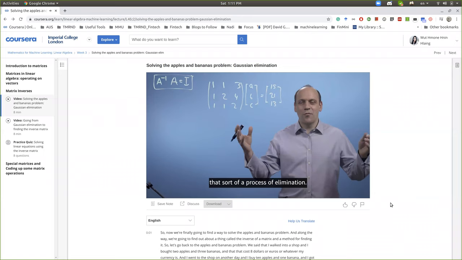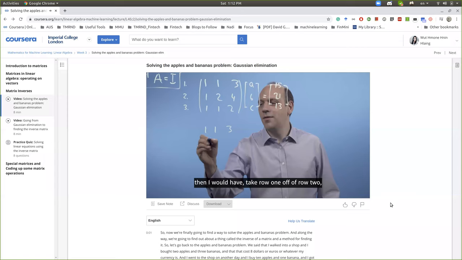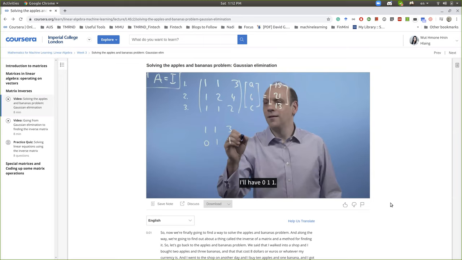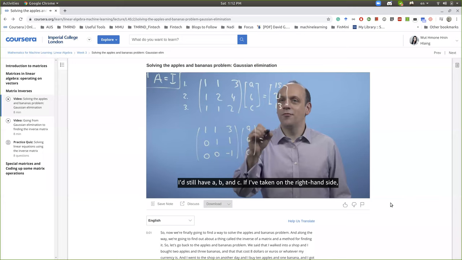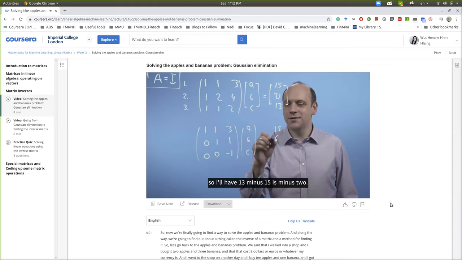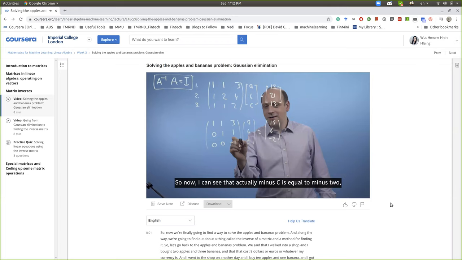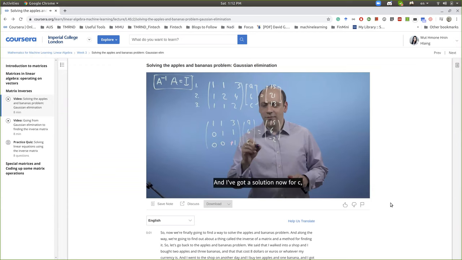So if I call this row 1, row 2, and row 3, if I take row 1 off of row 2, then I would have 0, 1, 1. If I take row 1 off of row 3, I'll have 0, 0, and minus 1. I still have A, B, and C. On the right-hand side, I've taken row 1 off of row 2, so I've taken 15 off of 21, so I'll have 6 left. I've taken row 1 off of row 3, so 13 minus 15 is minus 2. So, interesting. Now I can see that actually minus C is equal to minus 2. So I can multiply that row through by minus 1 here. Let's change pens. And I've got a solution now for C, that C is equal to 2.